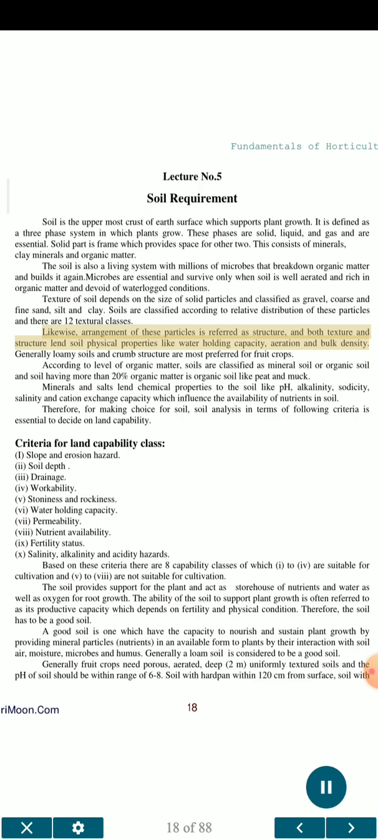Likewise, the arrangement of these particles is referred to as structure, and both texture and structure lend soil physical properties like water holding capacity, aeration and bulk density. Generally, loamy soils and crumb structure are most preferred for fruit crops. According to the level of organic matter, soils are classified as mineral soil or organic soil, and soil having more than 20% organic matter is organic soil, like peat and muck.